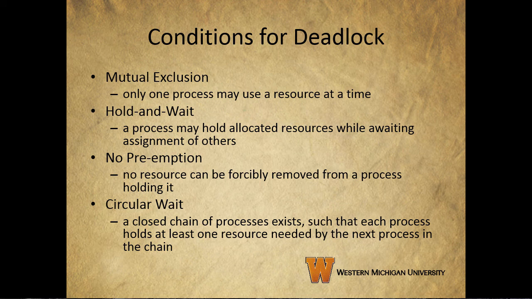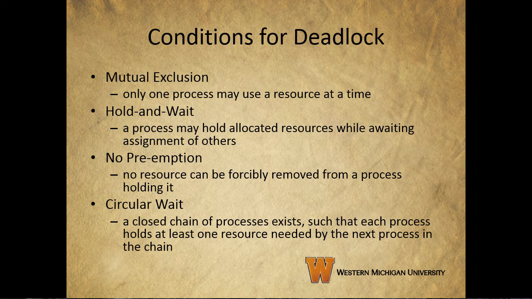So let's talk about the conditions under which a deadlock can occur. We have mutual exclusion. Only one process may use a resource at a time, so no process can access a resource unit that's been allocated to another process. Hold and wait means that a process may hold allocated resources while awaiting assignment of other resources. And third, we have something called no preemption. That means no resource can forcibly be removed from a process holding it.